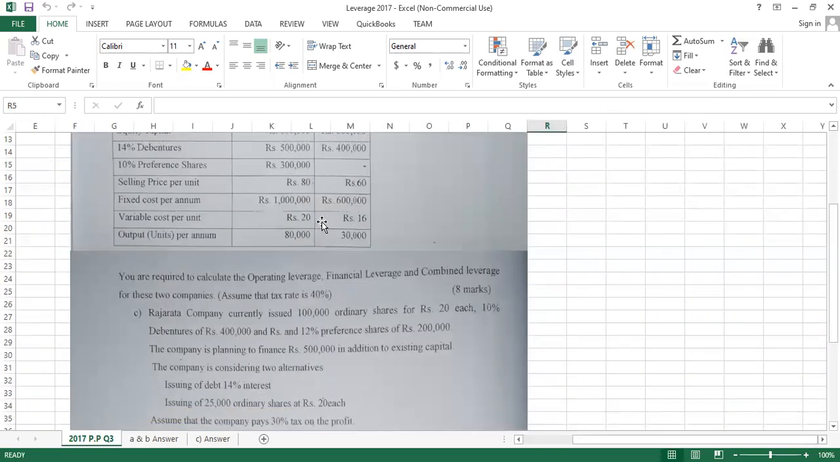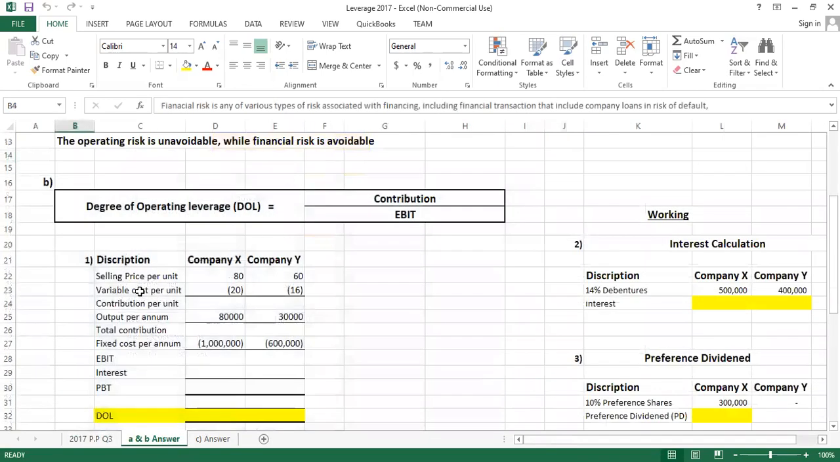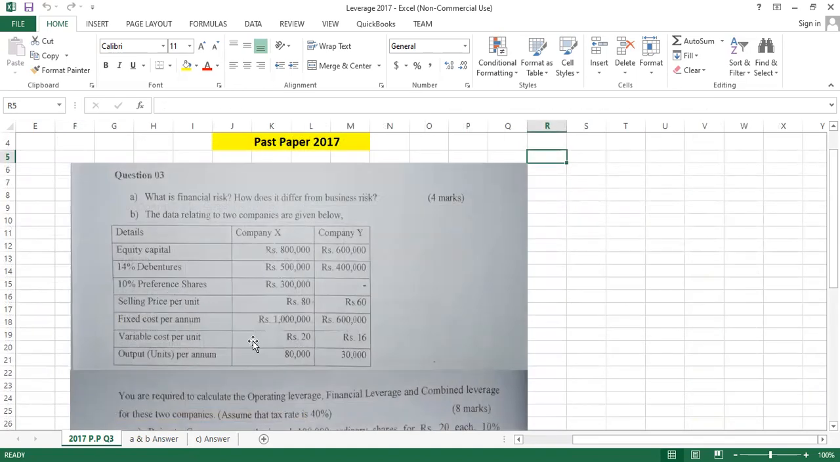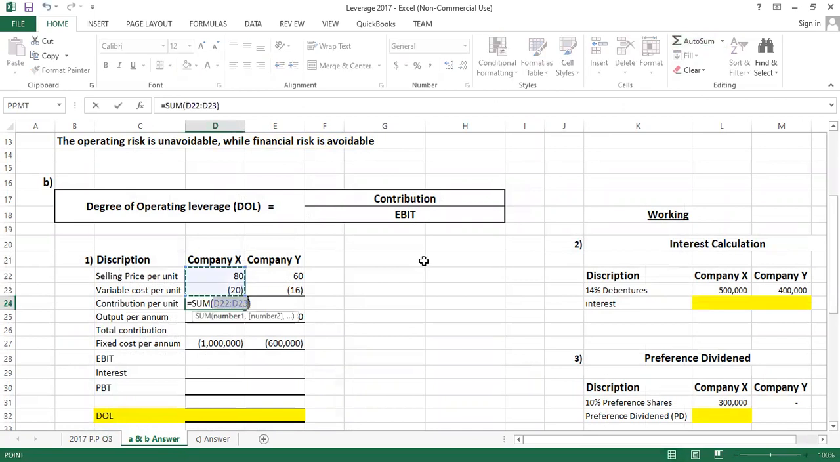In this question, they gave the selling price: company X 80 rupees, company Y 60 rupees. Then less the variable cost per unit, already given there: 20 rupees and 16 rupees. So 80 rupees less 20, company X contribution is 60. Likewise, company Y contribution per unit is 44.